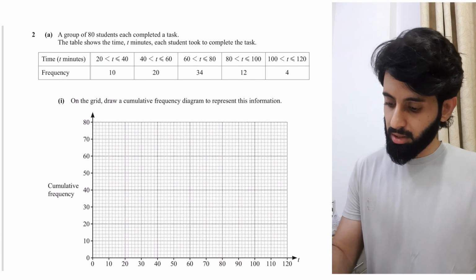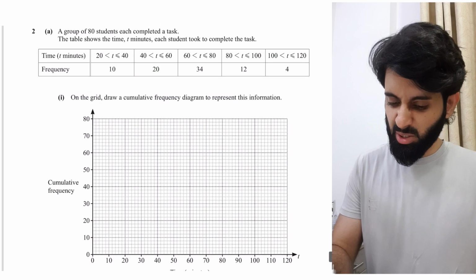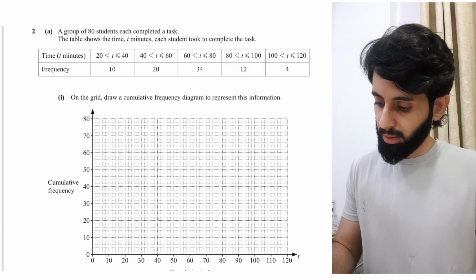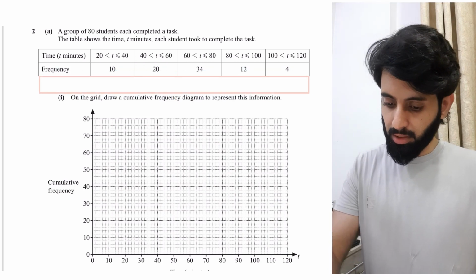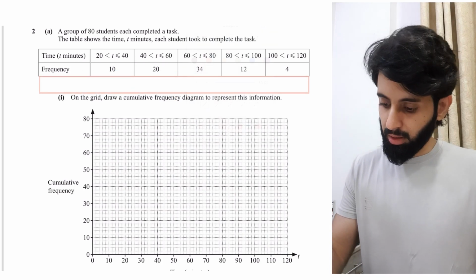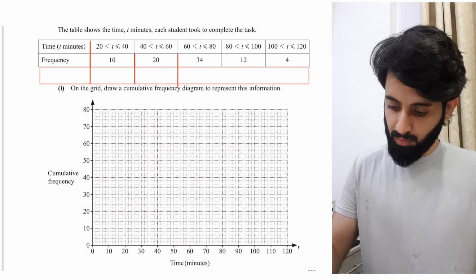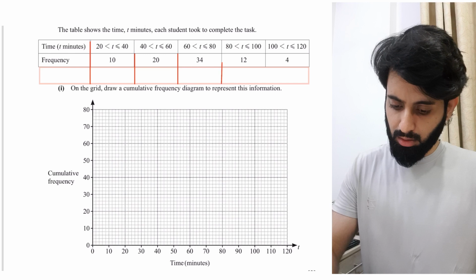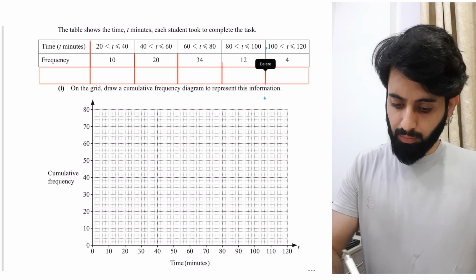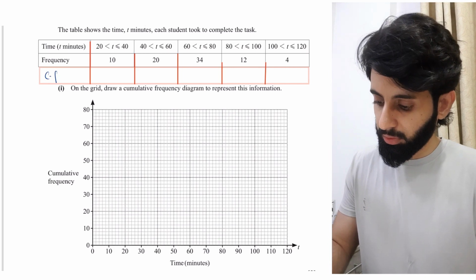So immediately, let me see what I have next. Not much. Immediately, what you and I should do is make a separate row where we can record the cumulative frequencies. That's very important. So that's what I'm going to do right now. You guys don't have to be so neat, but it should be presentable anyway. So this is for cumulative frequency.